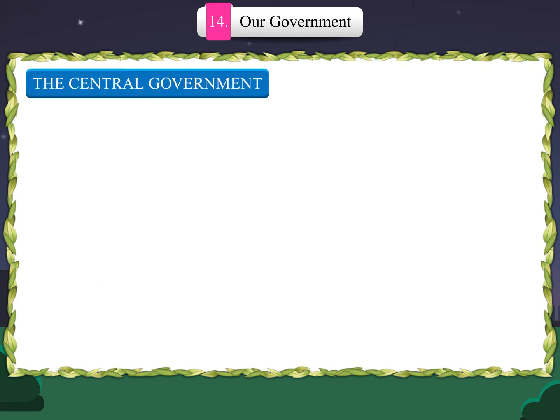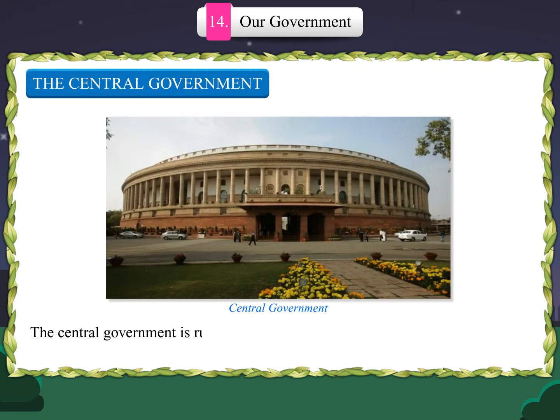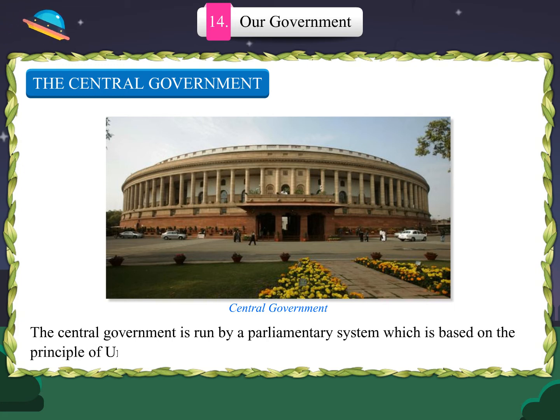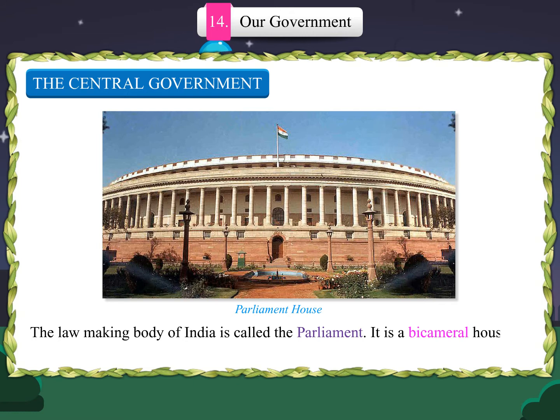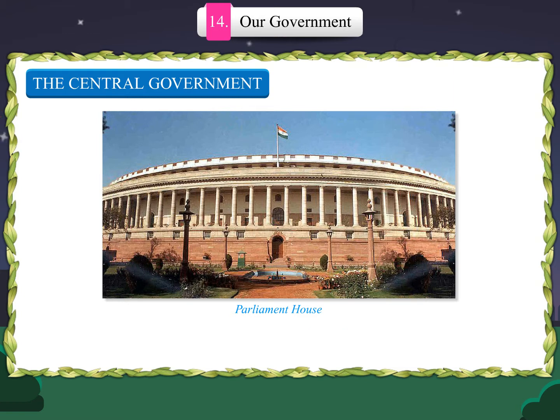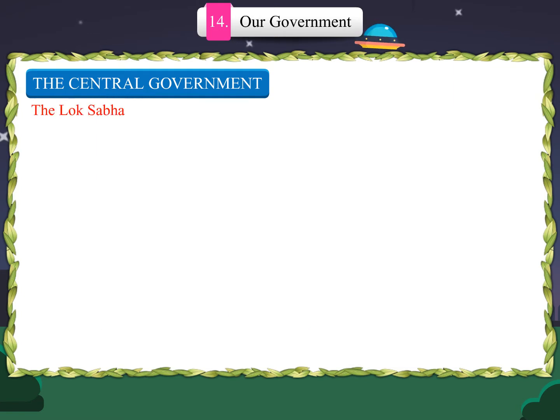The central government. The central government is run by a parliamentary system which is based on the principle of universal adult franchise. The law-making body of India is called the Parliament. It is a bicameral house which consists of the President of India and the 2 houses, the Lok Sabha and the Rajya Sabha. The Lok Sabha.